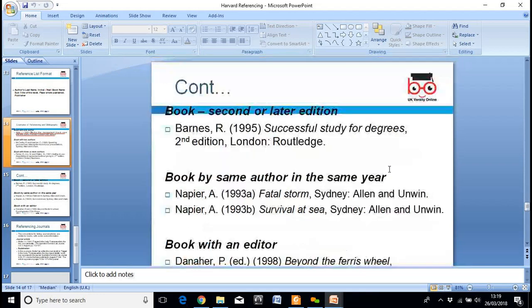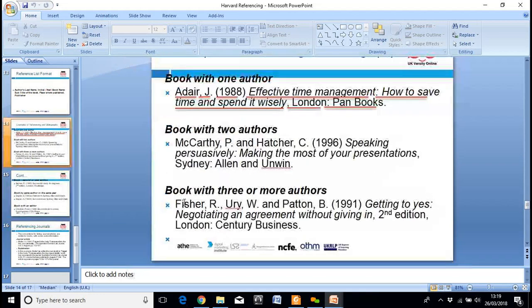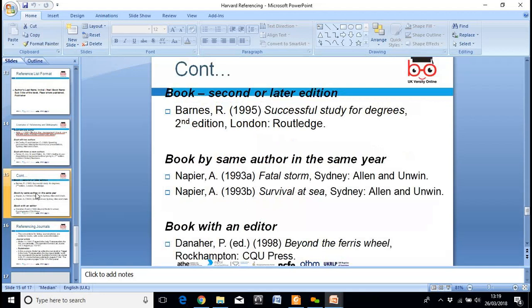Three or more authors, again, Fisher, Urey, Patton, Getting to Yes: Negotiating an Agreement Without Giving In, 2nd edition, London, Century Business. So those are good examples for you to see how to actually put those down. Again, this is where it's a later edition, 1995 originally, but this is the 2nd edition, so you put it in, it's 2nd edition.